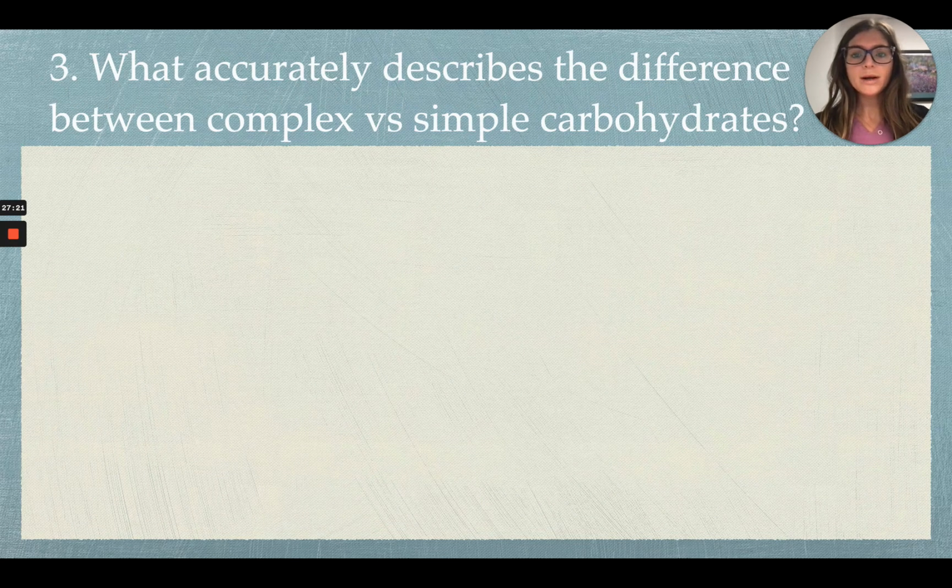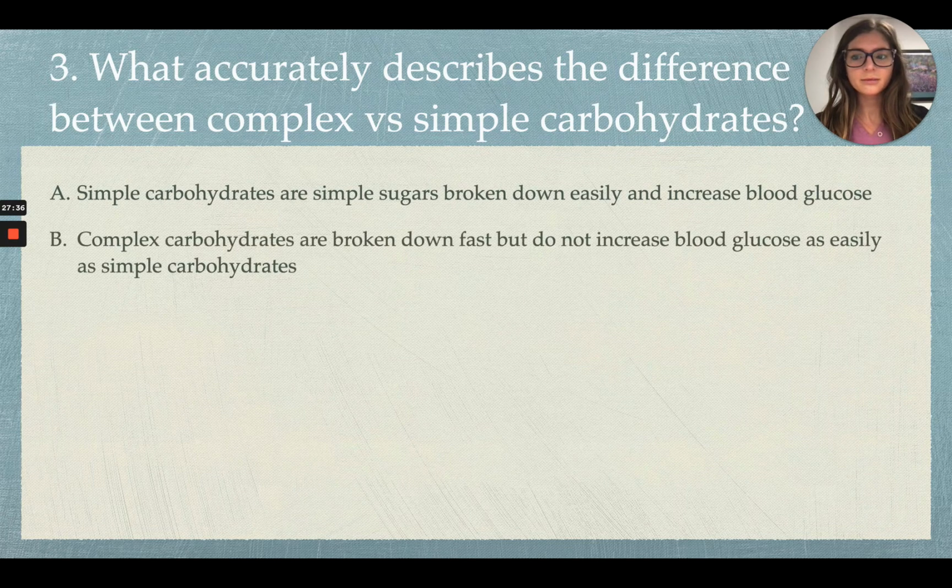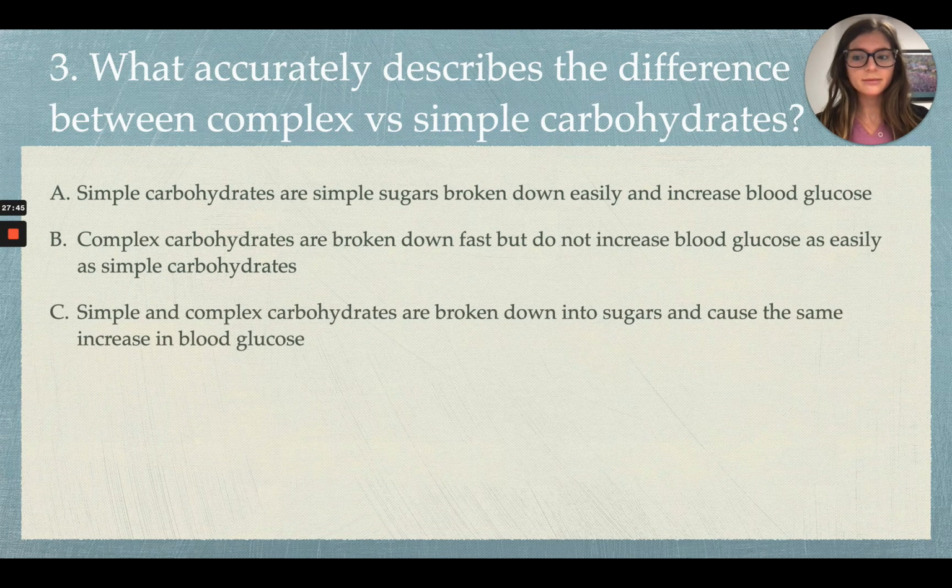Question 3. What accurately describes the differences between complex versus simple carbohydrates? A. Simple carbohydrates are simple sugars broken down easily and increase blood glucose. B. Complex carbohydrates are broken down fast but do not increase blood glucose as easily as simple carbohydrates. C. Simple and complex carbohydrates are broken down into sugars and cause the same increase in blood glucose. Or D. All of the above.